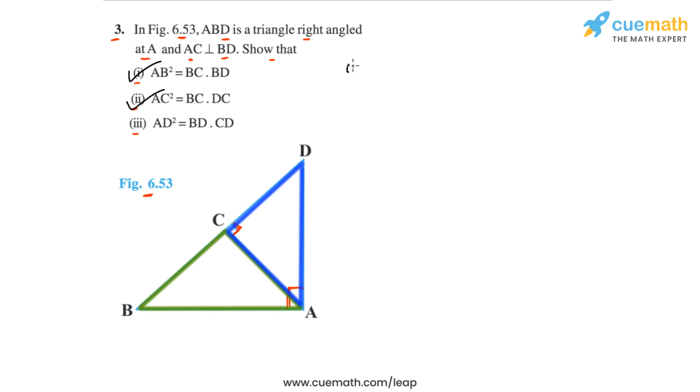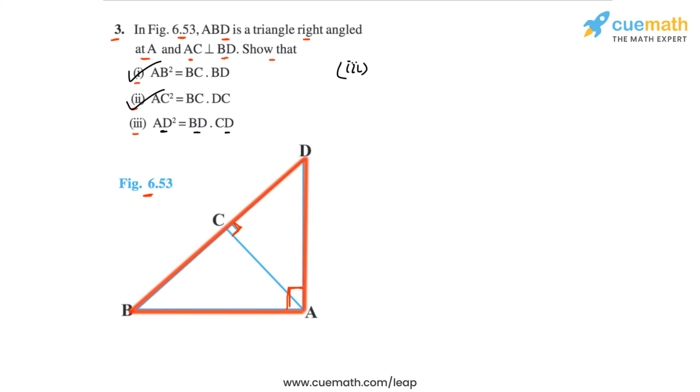So in part 3, we have to show that AD square is BD into CD. For this part, we are going to make use of the fact that triangle ABD is similar to triangle CAD. And can you see why these two triangles will be similar? Well, this angle is common to both the triangles, and also if you look at this angle in ABD, which is 90, and if you look at this angle in CAD, this is also 90. So we can again apply the AA similarity for these two triangles. Okay, so let's do that.